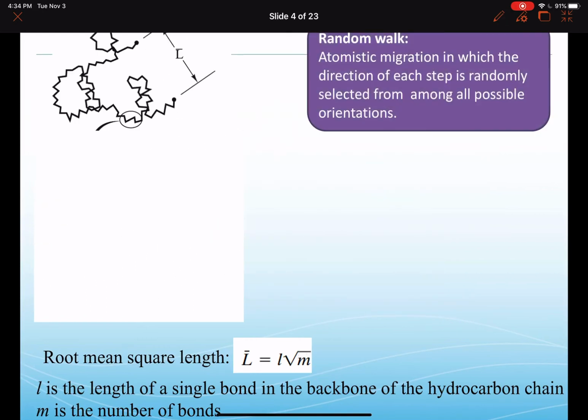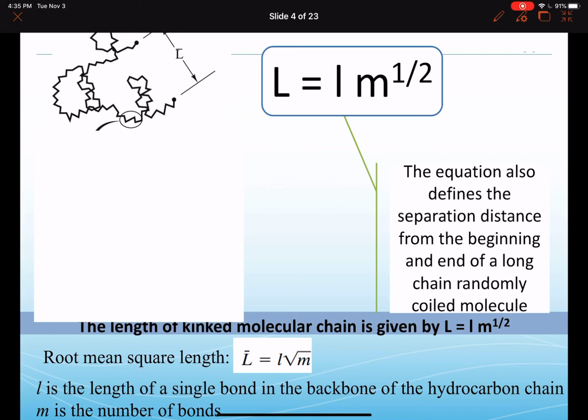Very good. And so this random walk, as it's called, is describing an atomistic migration in which the direction of each step of the randomly selected units from the chain exist in all possible orientations as permitted by twisting and rotation of certain bonds. Okay, and then we saw this equation. It defines a separation distance from the beginning to the end of this long chain, and we've called that the root mean squared length. And we see that the root mean squared length value on average goes with the number of bonds to the power of a half, or a square root in M. And of course we need a prefactor there that is the length of the bond in question, representing all the bonds that separate N group from N group.